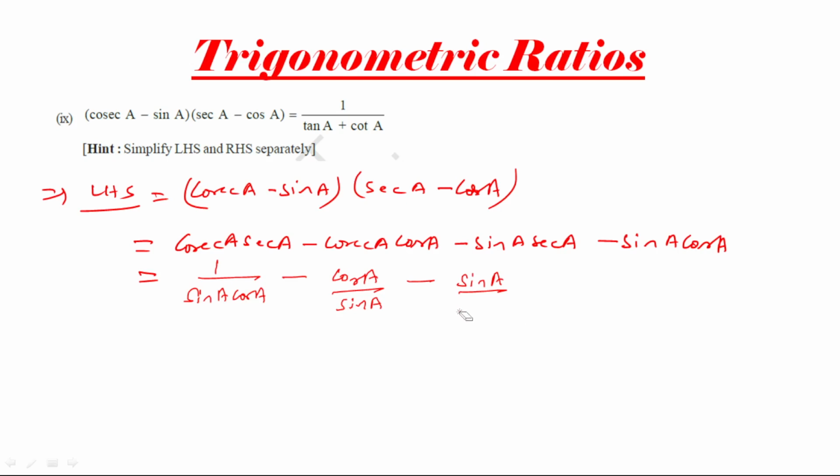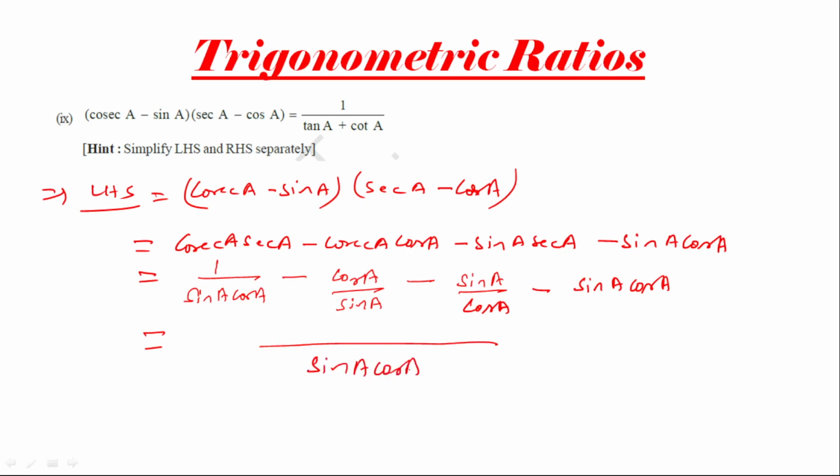This one sin A by cos A, and here minus sin A cos A. Okay, if we take it completely, our denominator will become sin A cos A. So it will become 1 minus, here sin A is already there, so cos A, so cos square A, minus, here cos A is there, so sin square A.